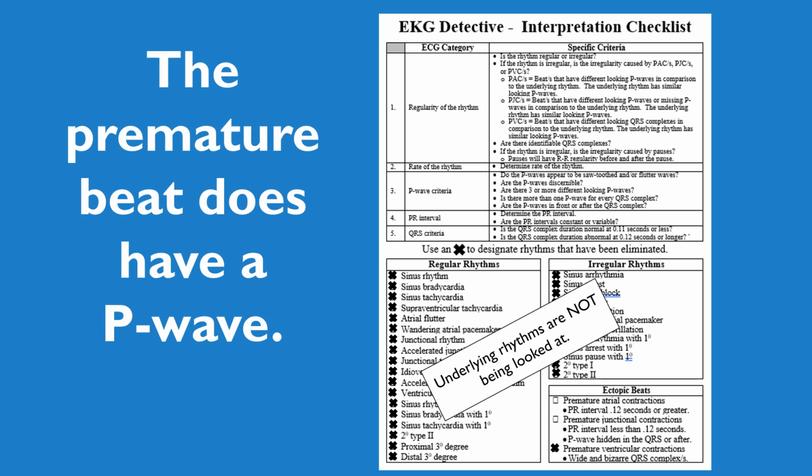And referring back to the EKG Detective checklist, since there are P waves for these ectopic beats, we are not going to be able to eliminate PACs or PJCs, because both of these beats actually have P waves.